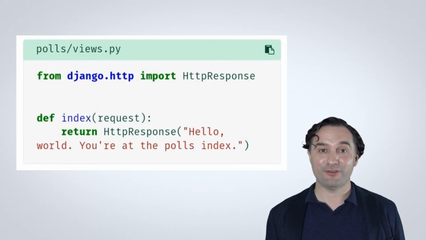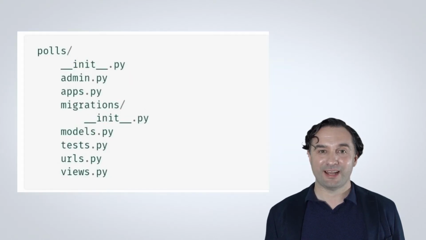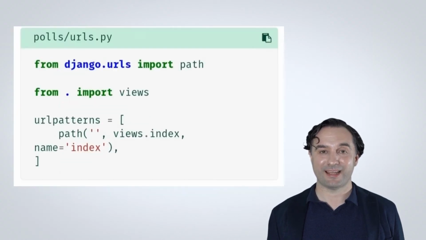In order to call a view, we need to map it to a URL. For this, we need a URLconf. To create a URLconf in the polls directory, create a file named urls.py. Your application directory should now look like this. In the polls/urls.py file, paste the following code.